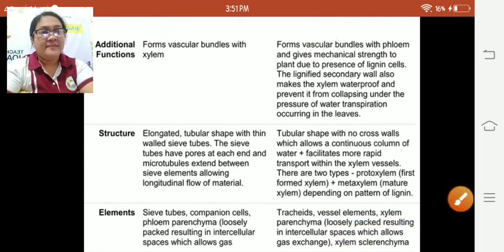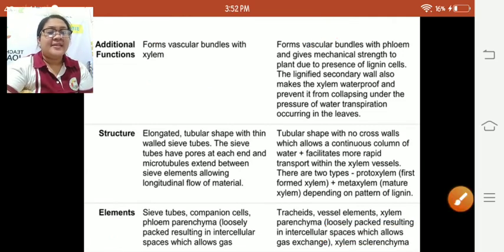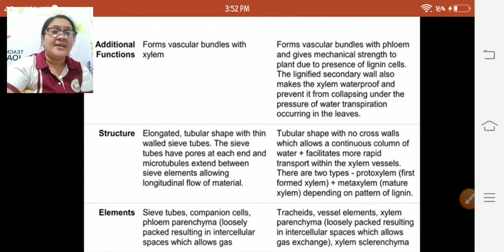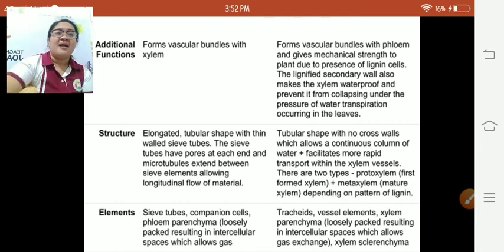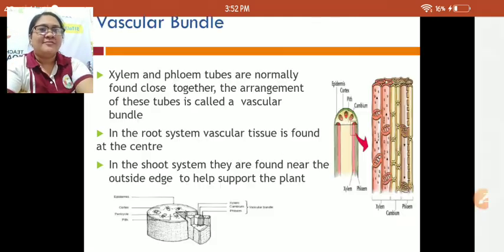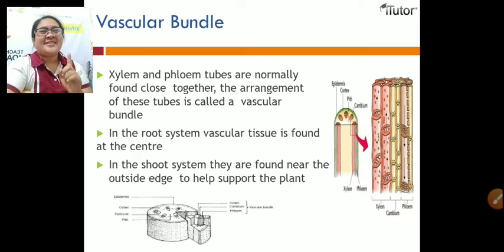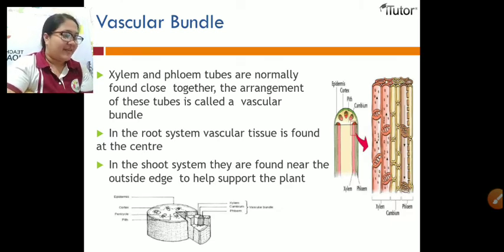For the xylem: tracheids, elements, xylem parenchyma, loosely packed, resulting in intercellular spaces which also allow gas exchange. And xylem sclerenchyma. Okay, let's move.